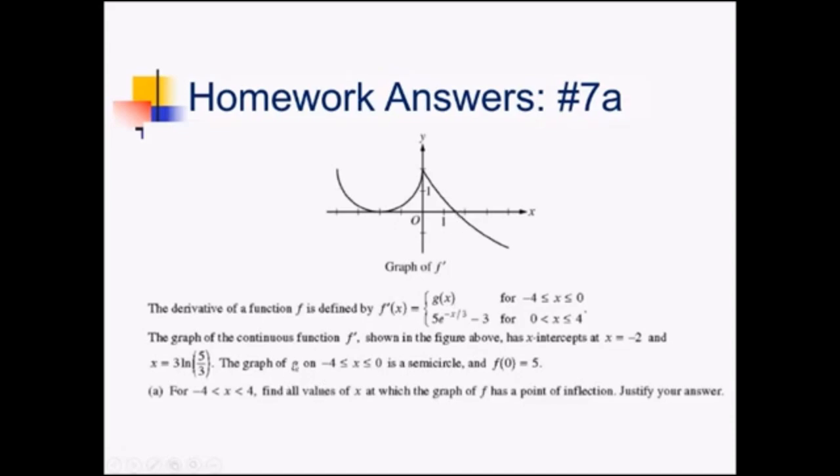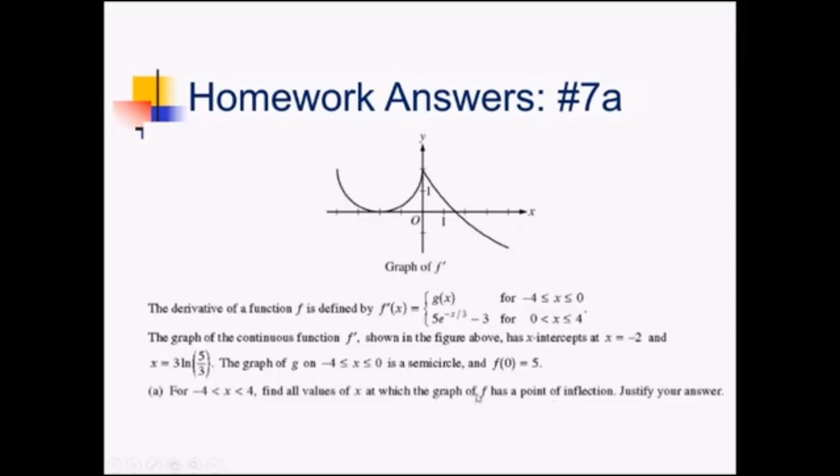So they also told us that this part right here is a semicircle, which will be useful, and f of 0 is 5. So based on all this, our first task is to find all values between negative 4 and 4 where this graph of f, which they did not show us, has a point of inflection.